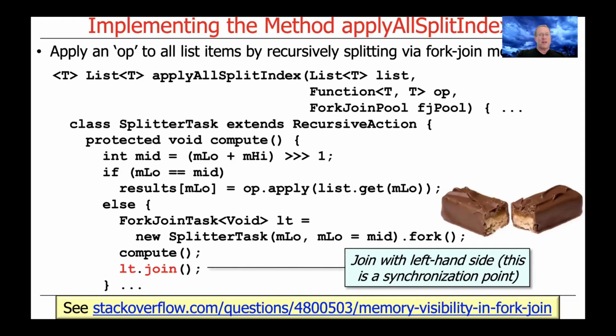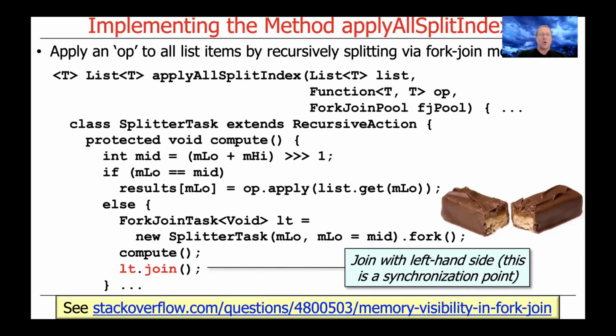Then after we're finished computing the right-hand side, we go ahead and wait for the left-hand side to finish. It could be done already, in which case join returns immediately, or it may wait a little bit for the left-hand task to finish. In either case, when join returns, we are complete at running the computations on this particular segment of the array. And at that point, all the contents will be in that results array.